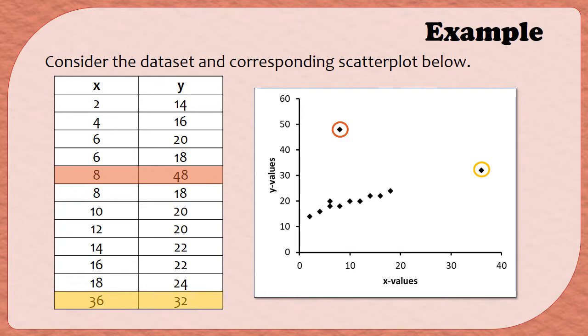So remember I had mentioned earlier that R is not resistant to outliers. So we need to see if these two points, which I'm going to call the red point and the yellow point, make a difference to R and to our least squares regression analysis.